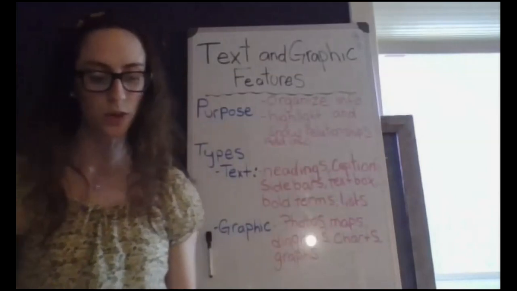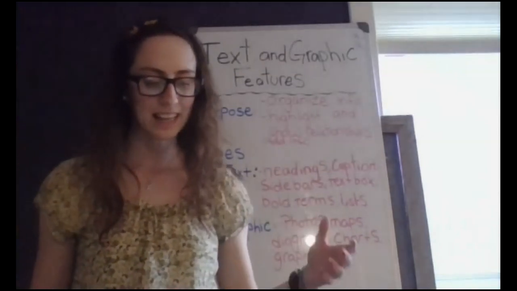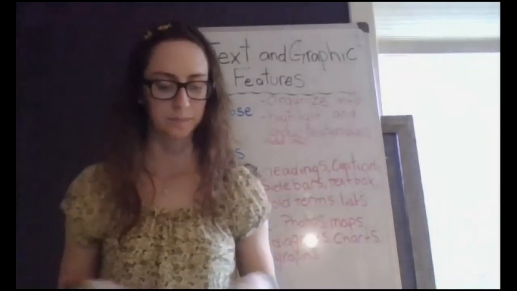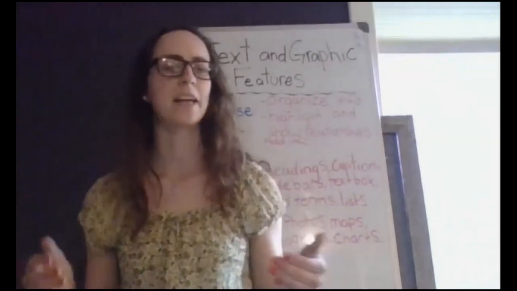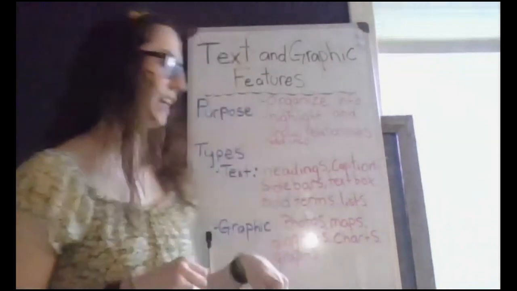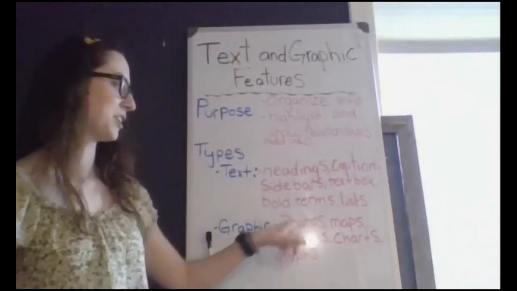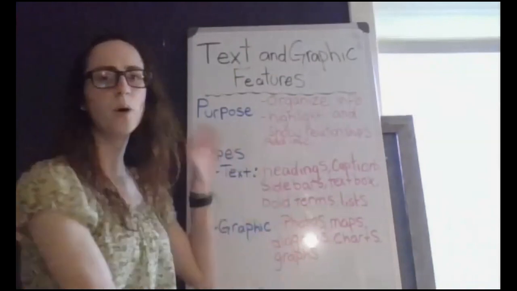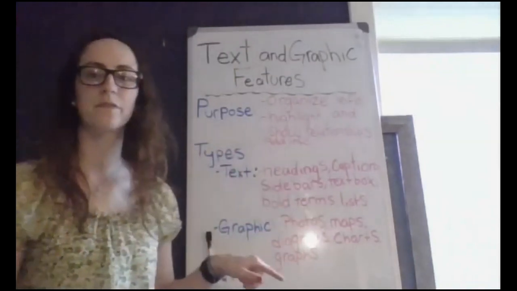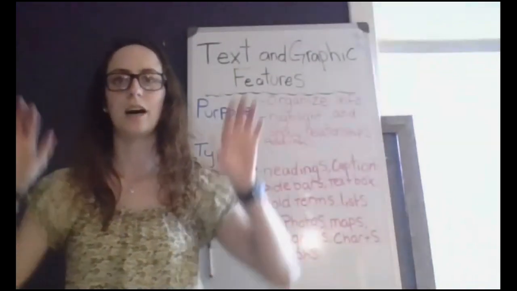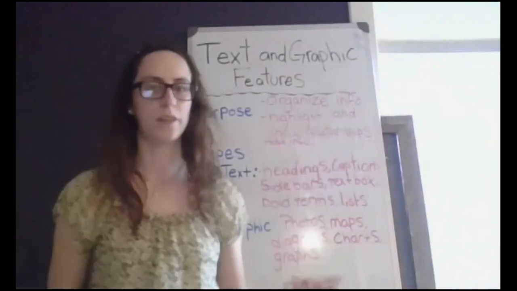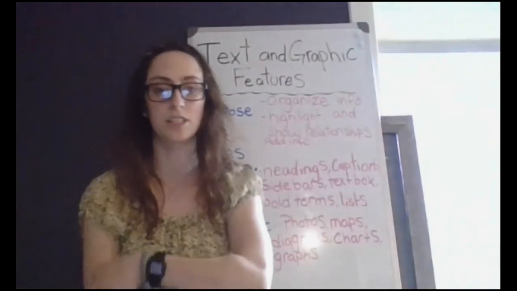Graphic features also help you get more information out of it. They also help you find information that might not be super clear in the text. So types of graphic features are photos and maps and diagrams, charts and graphs. Both of these, but more specifically graphic features, just give a bigger idea of what the author is trying to make sure that you understand.